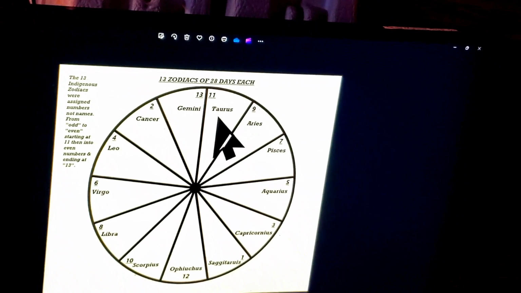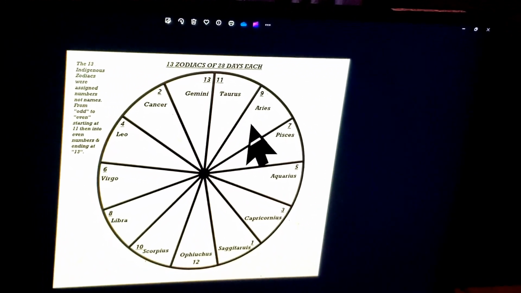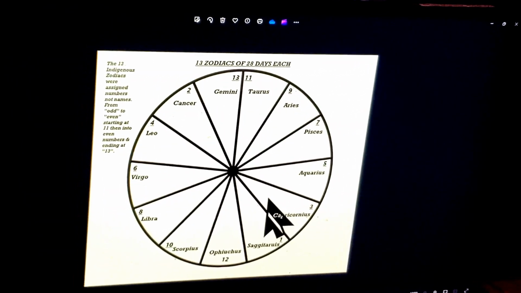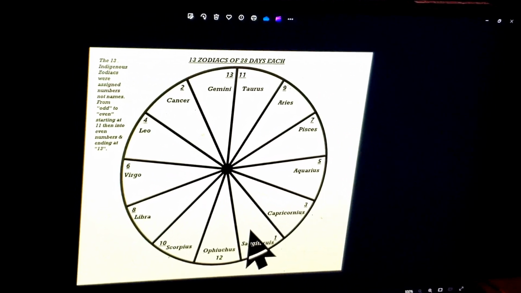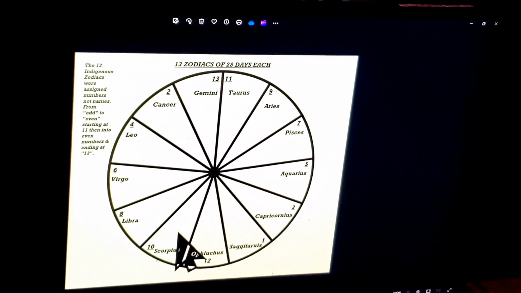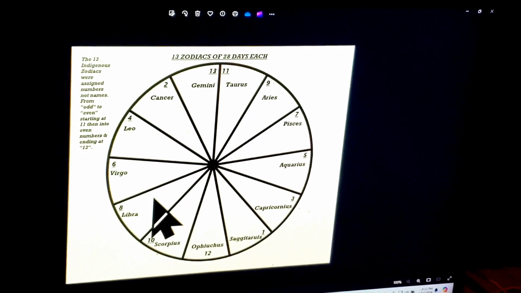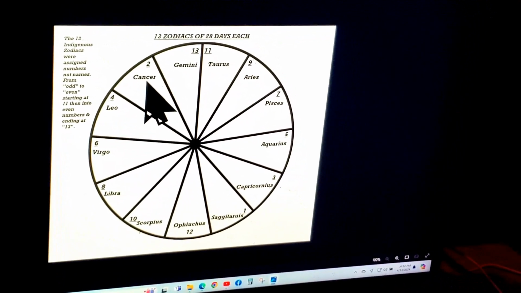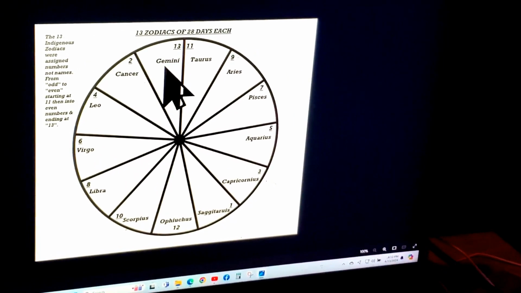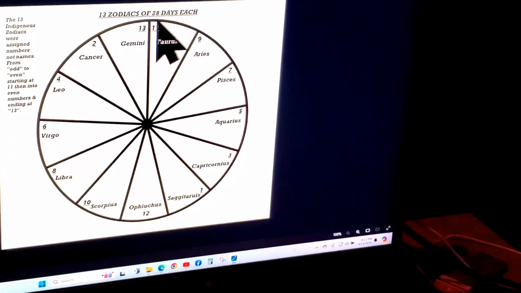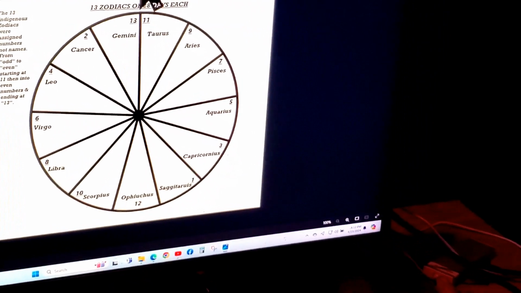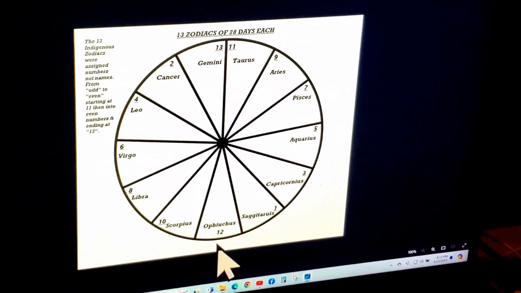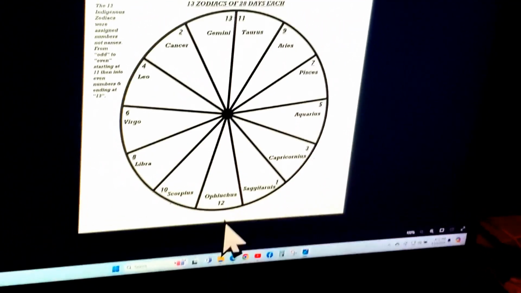There's 28 days that Taurus is here, 28 days in Aries, 28 days in Pisces, 28 days in Aquarius, 28 days in Capricornus, 28 days in Sagittarius, 28 days in Ophiuchus, 28 days in Scorpius, 28 days in Libra, 28 days in Virgo, 28 days in Leo, 28 days in Cancer, 28 days in Gemini, and then you come all the way back to the starting point where it starts all over again when the Pleiades is directly overhead at midnight. And the underworld is directly down here in Ophiuchus, where the serpent bearer is.